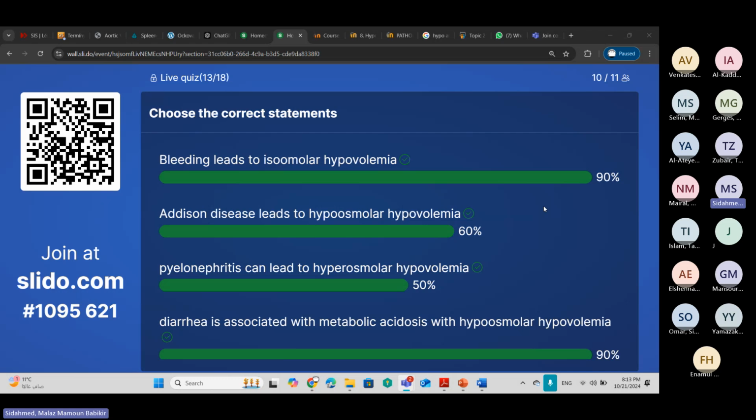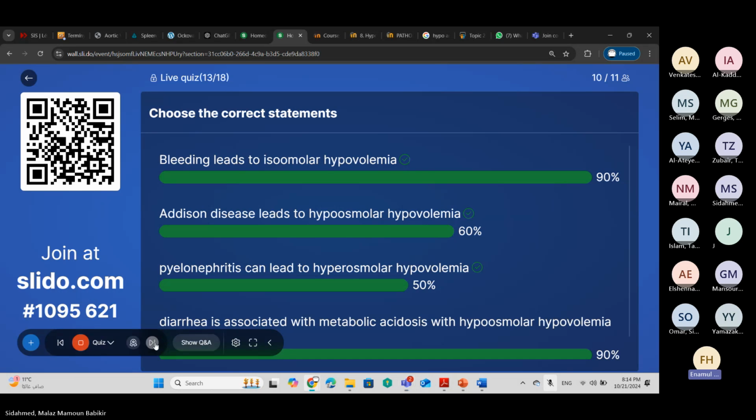Is this clear? Do you guys have any questions about this part? Any question about hypervolemia or hypovolemia in general? If not, then we can move on to the last set of questions with Fatima. Yep.